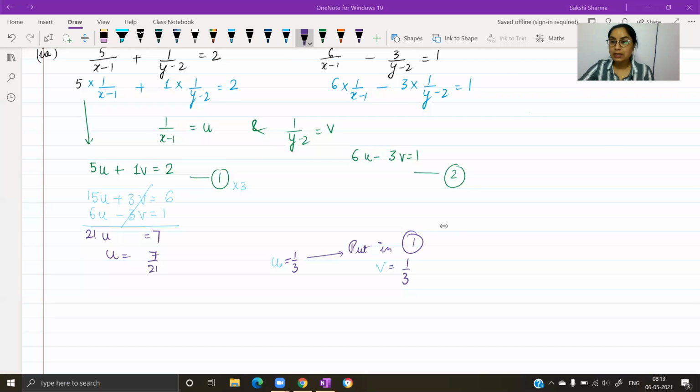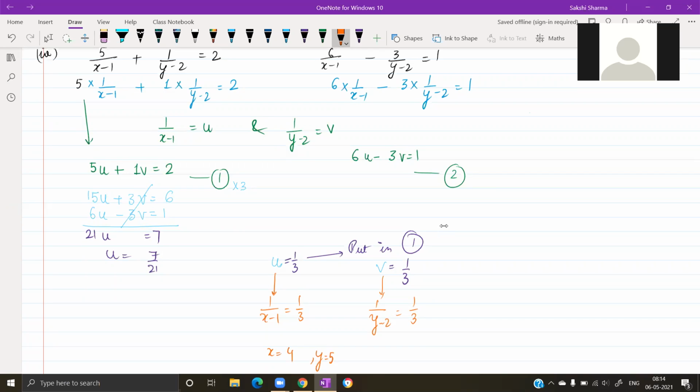I hope everyone has done till here. Values of U and V obtained. Now you go back to the relation where you introduced these. U is representing 1 over x minus 1. It is now equal to 1 by 3. V is representing 1 over y minus 2. Its value is 1 by 3. So solving these equations further, you get x as 4 and y comes out to be 5. That will be your answer.